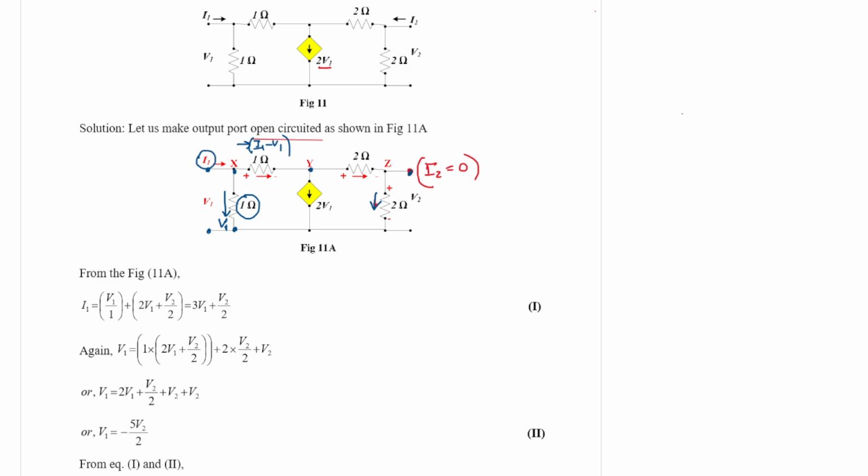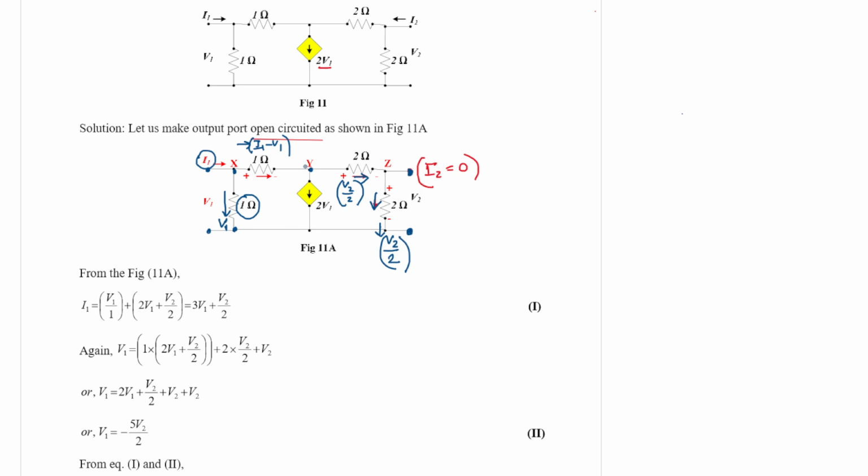Now the output port voltage, that is the voltage across the output port, is V2. So the current flowing through this 2 ohm resistance is V2 by 2, because the voltage appearing across this 2 ohm resistance is V2. And due to the same reason IYZ should also be V2 by 2.